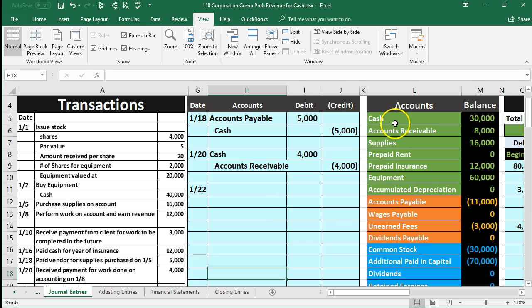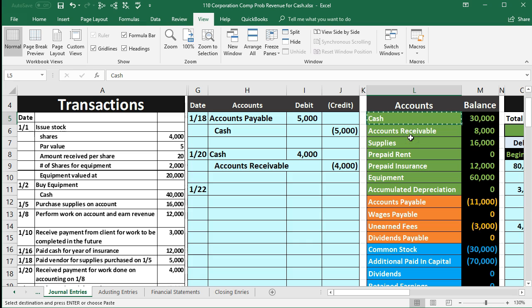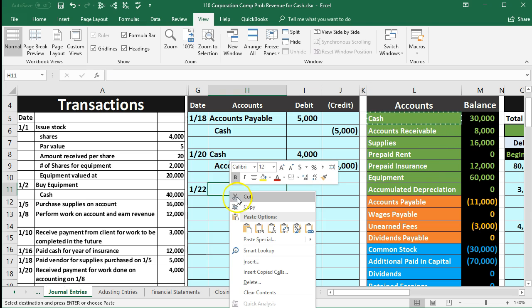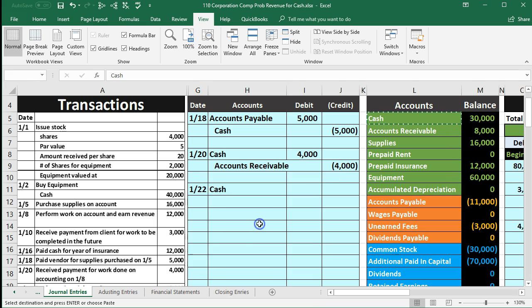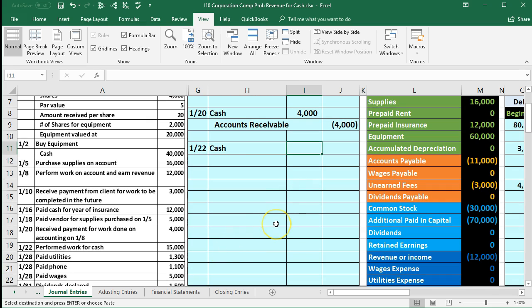First question: is cash affected? Yes, we're going to receive payment. Cash has a debit balance. We're going to make it go up by doing the same thing to it, another debit. So within L5, I'm going to right click and copy the cash, and then put that in H11, right click and paste 1, 2, 3, those values only. And then the amount that we're going to have here on the debit, the increase to cash, was 15,000. It's a nice job.